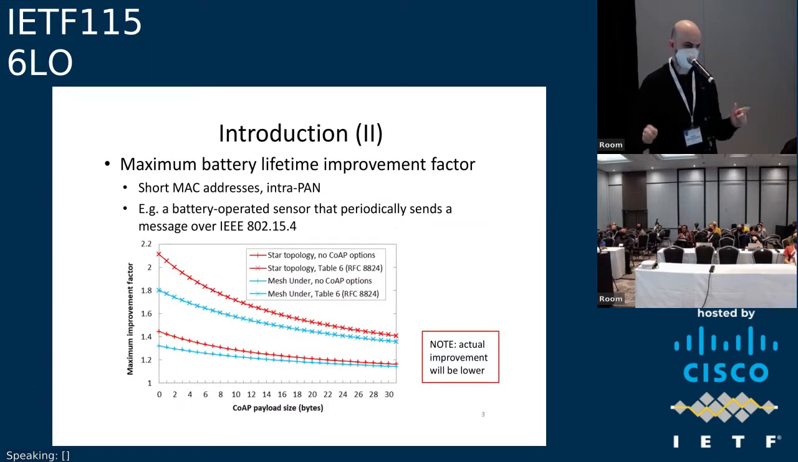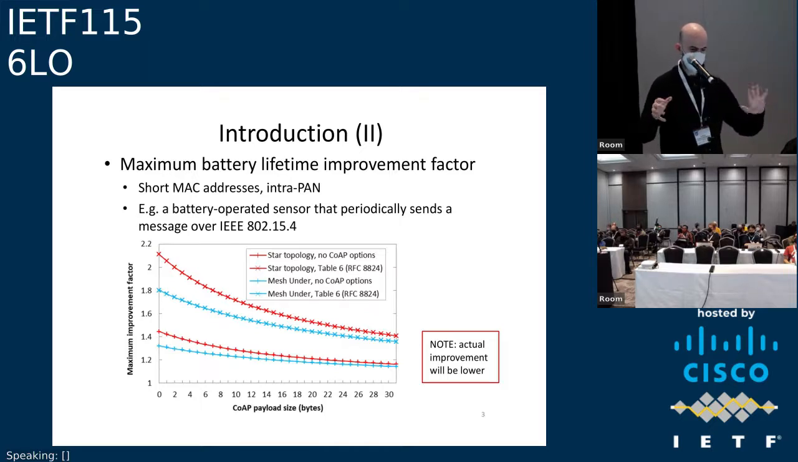So just to provide a few more details on this, this figure shows the maximum battery lifetime improvement factor as a function of the CoAP payload size on the horizontal axis. Here we are assuming short MAC addresses, intra-PAN communication, and a sensor that is battery operated and periodically transmitting a message, for example, containing sensor readings over 15.4. We are also considering star topology and mesh under, so we may add route over in future updates of this figure. As you can see, there is a reasonably significant improvement factor, and it increases as the CoAP payload size decreases. Anyway, these are theoretical results, so the actual improvement will be somewhat lower. Next, please.